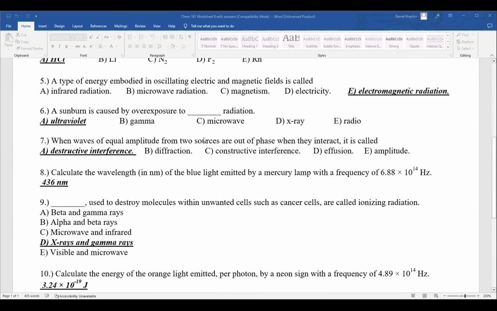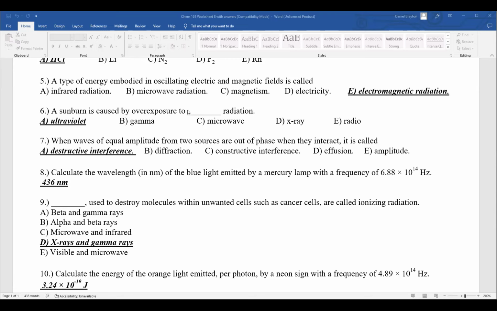Let's get to the light and the electromagnetic and the quantum stuff, just so we cover some of it. 5. Type of energy embodied in oscillating electric and magnetic field. So that's just reminding you, remember that the entire electromagnetic spectrum, every form of light, is this oscillating electric and magnetic field.